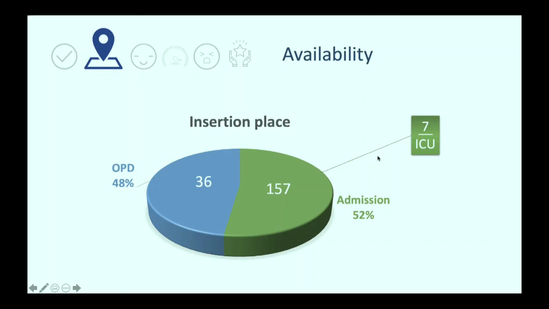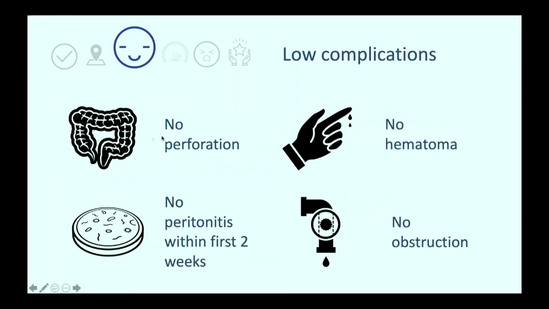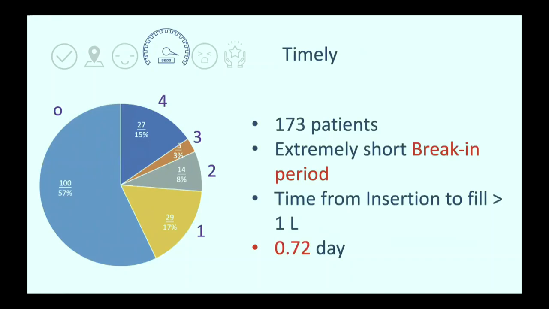Those critical care patients had hypotension, shock status, and metabolic acidosis. And we have low complications: no bowel perforation, no exit-site infection or peritonitis within the first 2 weeks, no hematoma, no obstruction. This procedure has no complications. And we could timely relieve the patient's symptoms. 163 patients received the operation, and we have an extremely short breaking-in period, defined as the time from insertion to installation of more than 1 liter of dialysate. Our average breaking-in period was 0.72 day, and half of the patients had installation of more than 1 liter on the first day.